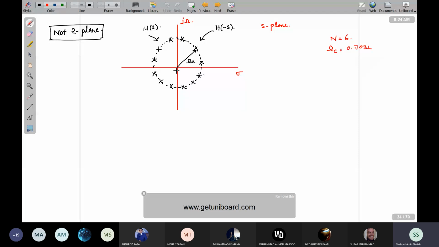Now, you have to find out H(S). To find out H(S)... Sir, why are we calling the poles on this side H(-S) poles? Why are we not calling the other side minus H(-S) because of the negative? Stable and causal. Yes sir. For a stable and causal analog filter, all the poles must be on the left hand side.